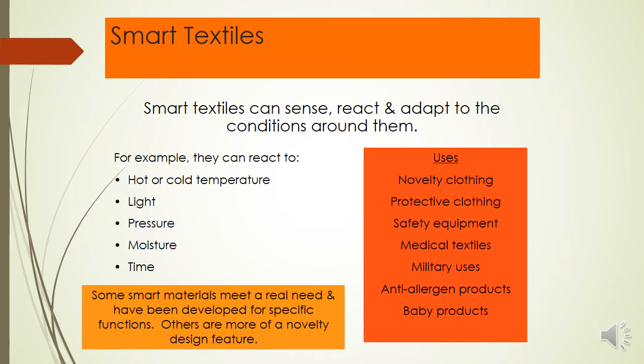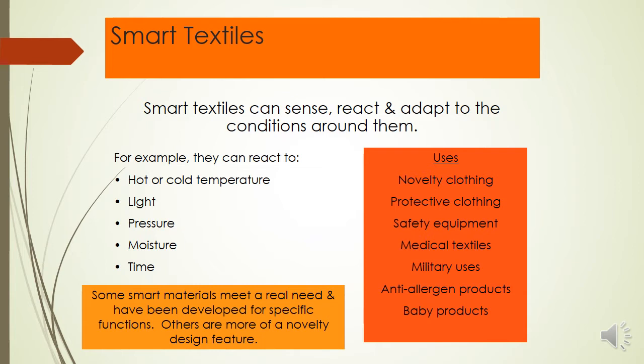So smart textiles, by their very definition, are the ones that can sense a change or react to a change or adapt to a change in the conditions around them. For instance, if someone suddenly gets hot, the smart textile will do something, possibly change colour, and the same with cold temperatures. It could be that if there's lots of light, suddenly something happens, or if pressure is applied, or moisture, or with time, they can react to these things.